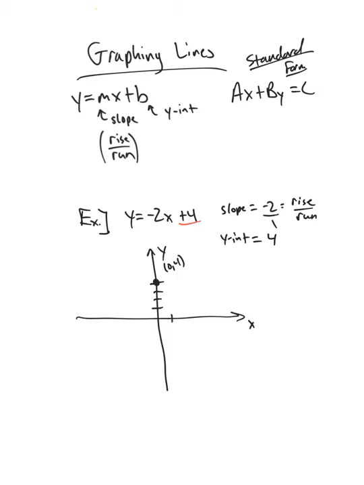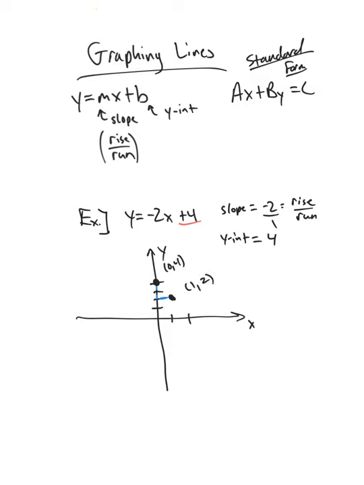Okay? Now my slope. How do I deal with my slope? I've got rise over run. If I'm rising negative 2, then I'm actually going to go down 2 units, and then I'm running. Guys, I always run to the right, so I'm running right 1 unit. That gives me a point right here at the ordered pair 1, 2.